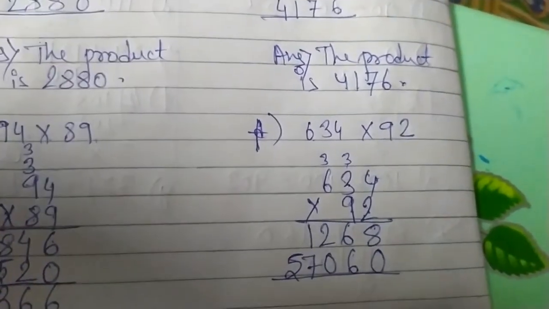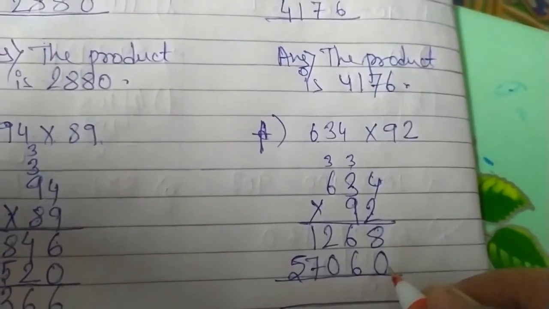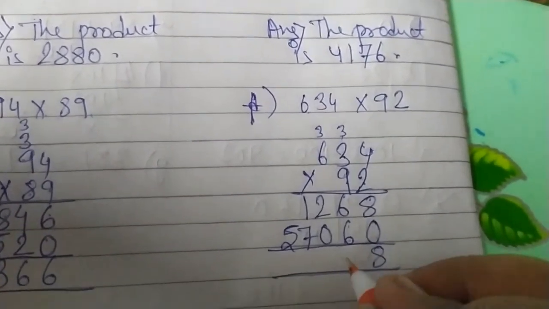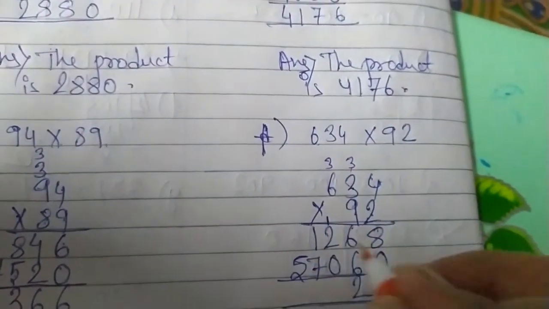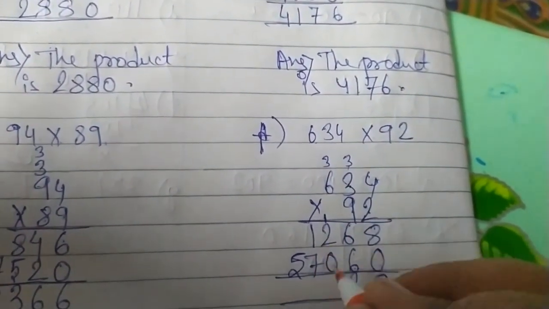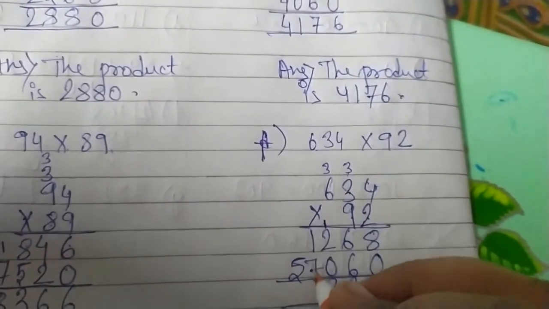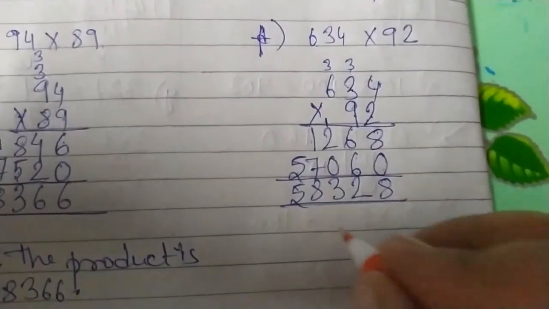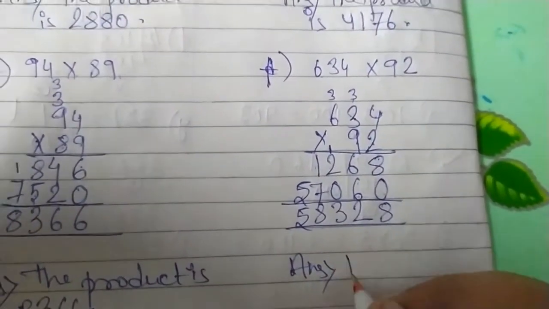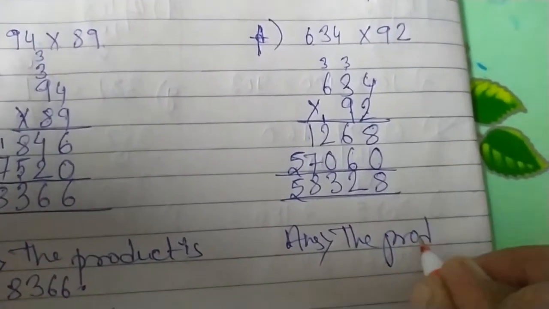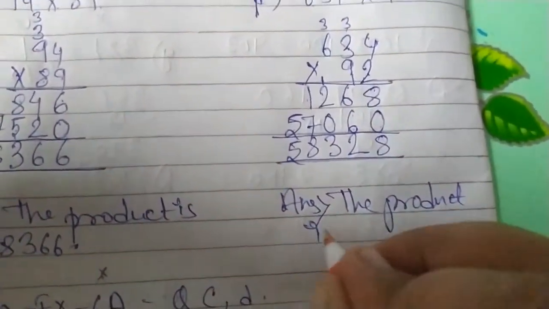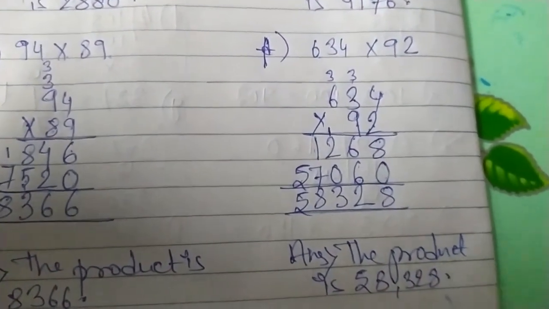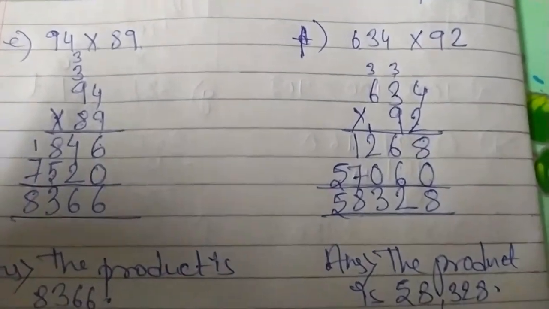Now we will do the addition. 8 plus 0 is 8. 6 plus 6 is 12. That means 2 down, 1 carry. 2 plus 1, 3. 3 plus 0, 3. 7 plus 1, 8. And 5 will directly come down. So, our answer will be the product is 58,328. Here we finish today's CW work.